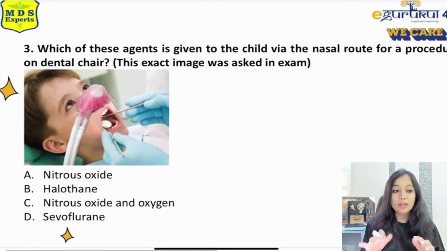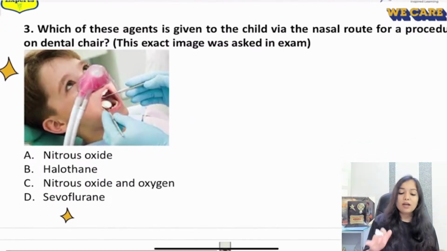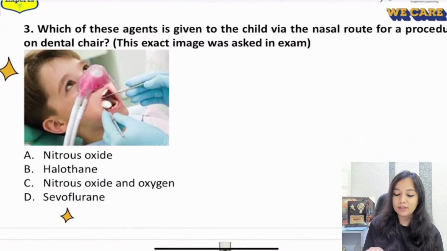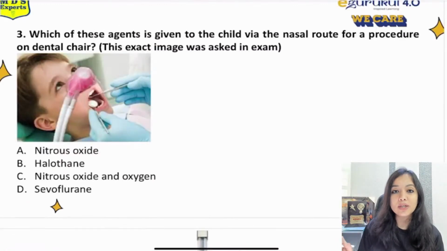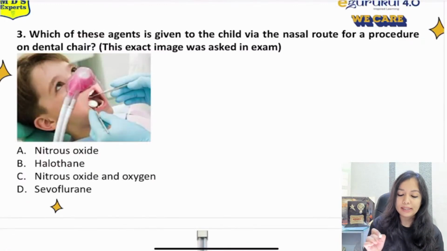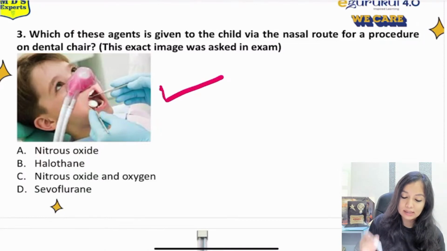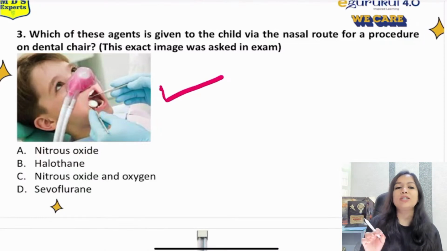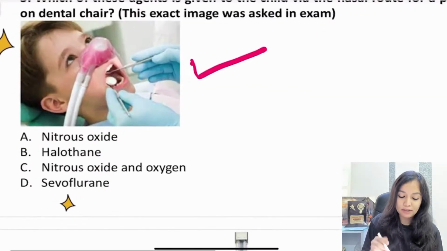Then come to the third question. The third question was, which of these agents is given to the child via the nasal route for a procedure on the dental chair? So this exact image was asked in the question. It is a direct pic from the internet, and the options given are these.